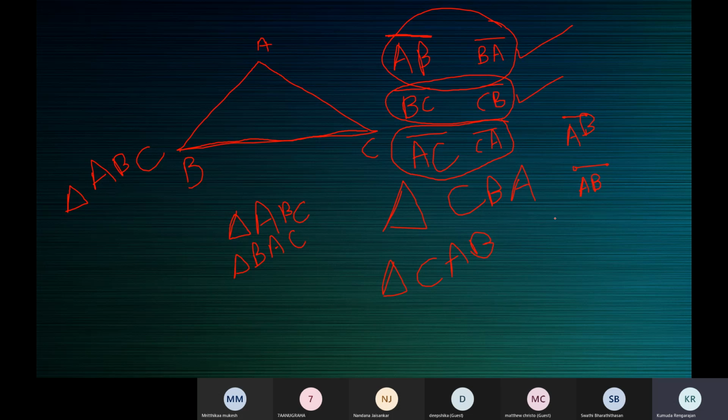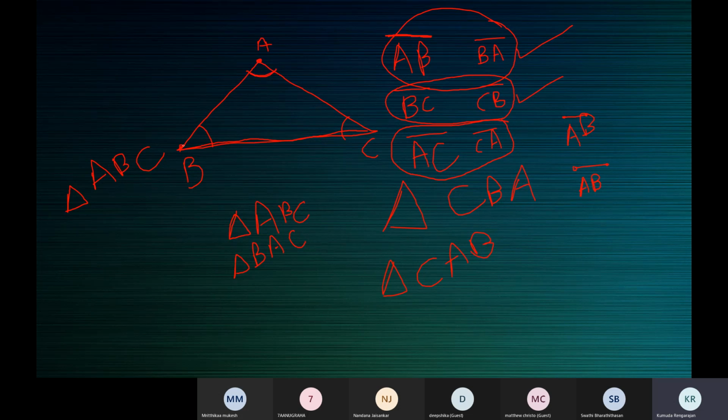So these make the three elements. Of the six, the three sides are the three elements out of the six elements. Now the remaining three elements are the three vertices. Vertex A, vertex B, vertex C. This is the vertex A. And this is angle A.